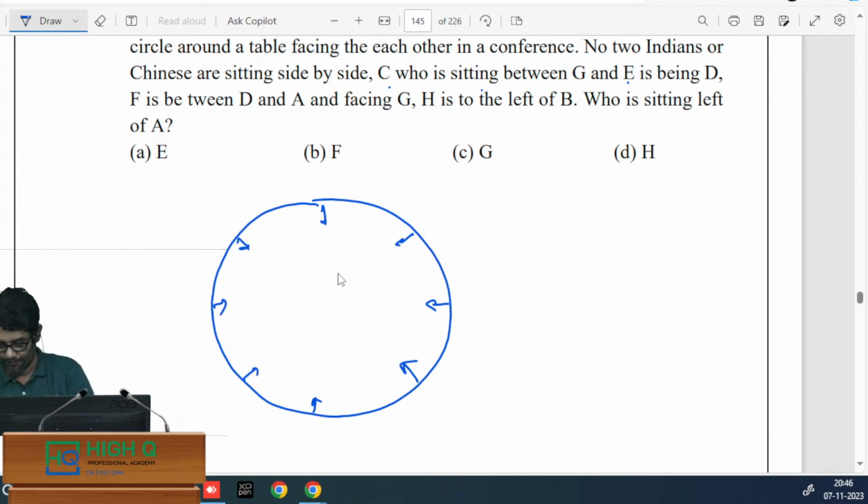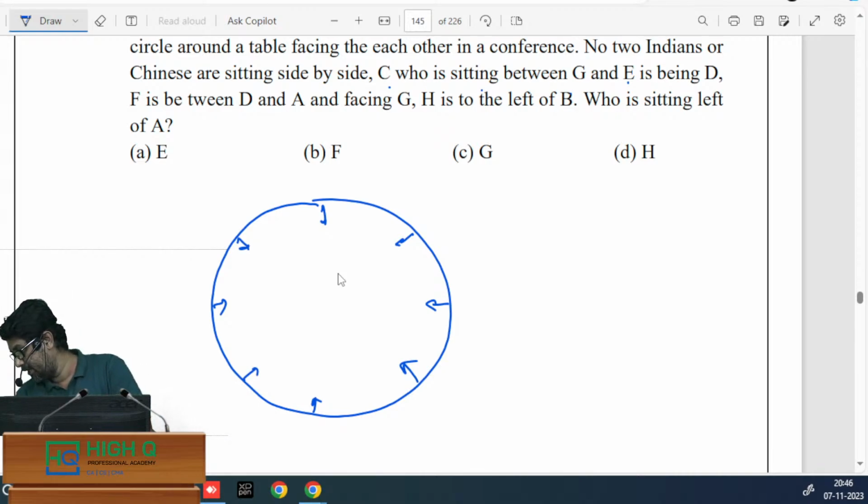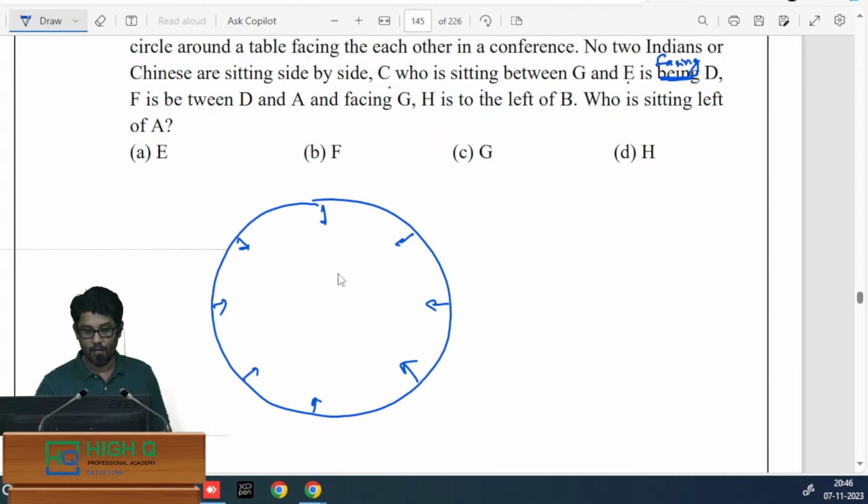Let me check. Can you please change the question, my dear? C, who is between G and E, is facing D. Facing D. Okay, now listen here. C, who is between G and E, facing D. Can we say like this, my dear?